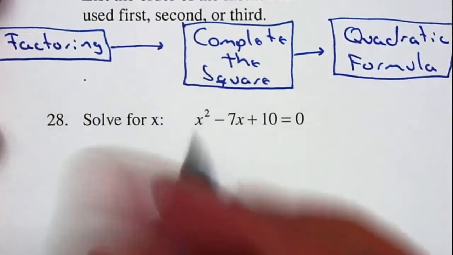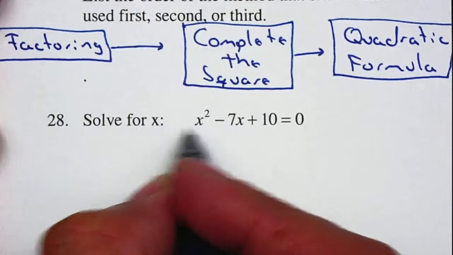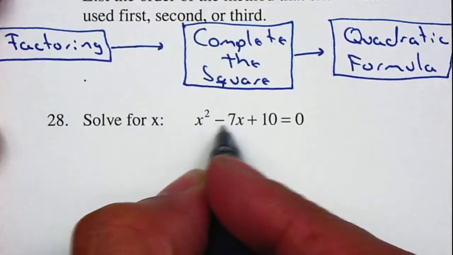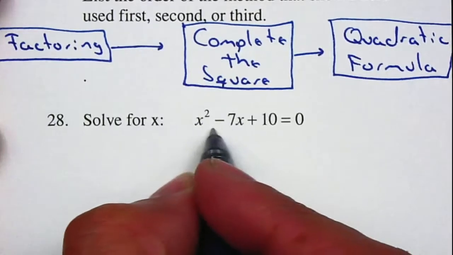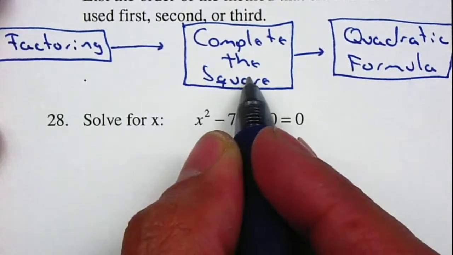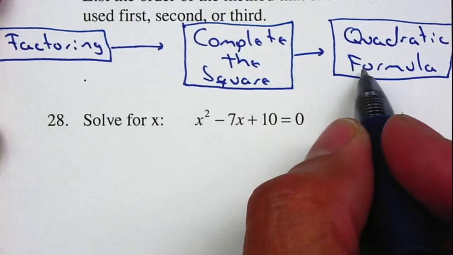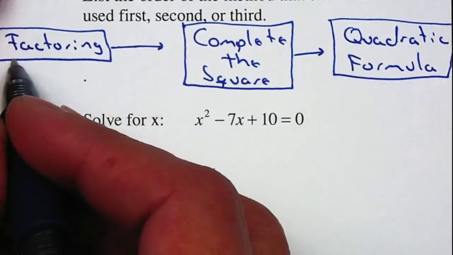Now to complete the square, your x squared should have a coefficient of 1, or just x squared. And your letter b, the one with the x, should be even. In this case, this is not even, so we will not be able to use completing the square. If you want to use quadratic formula, you can. But since we must use each method once, let's see if we can factor.